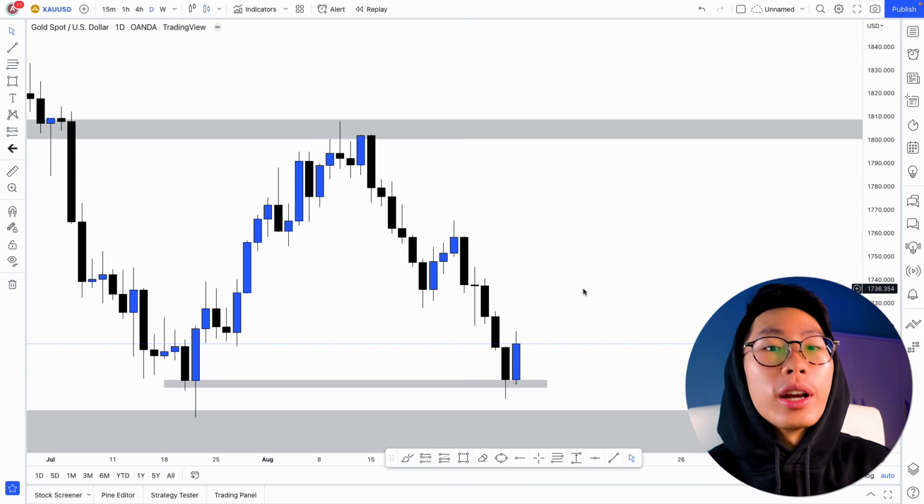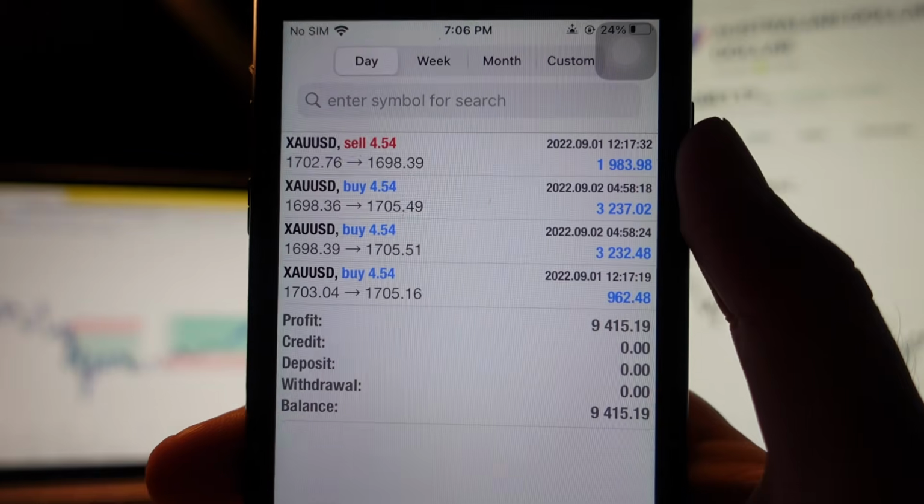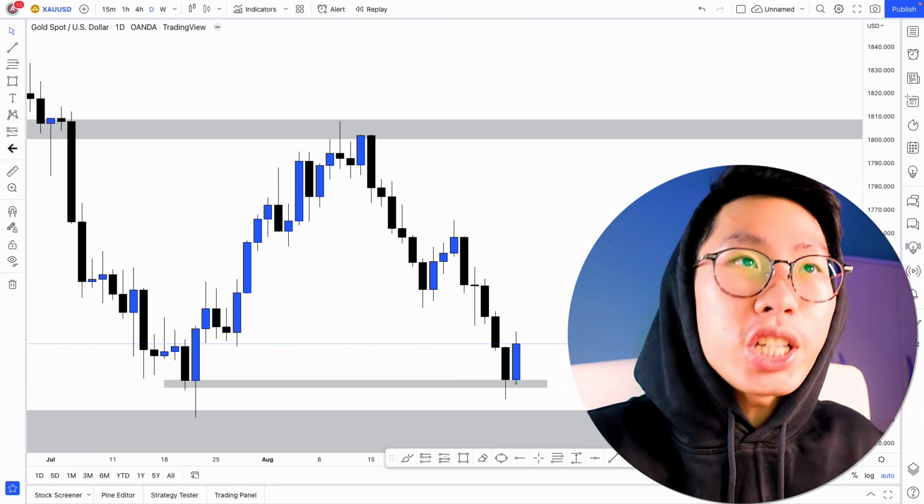Just to show you guys this strategy works, I used this strategy to trade gold and ended up making over $9,500, which is pretty much $10,000. Alright, let's just round up.